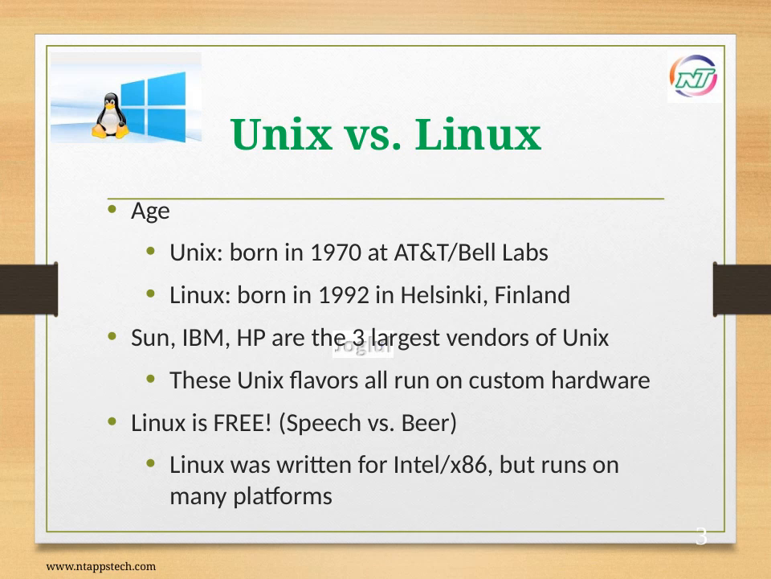UNIX was created back in 1970 at AT&T's Bell Labs, making it one of the oldest operating systems still influencing computing today. In contrast, Linux came about much later, in 1992, developed in Helsinki, Finland. UNIX has several major vendors like Sun, IBM, and HP, and these versions of UNIX typically run on specialized custom hardware designed for enterprise environments. On the other hand, Linux started off designed for Intel's x86 architecture, but has since been adapted to run on a wide variety of hardware platforms, from servers to smartphones.